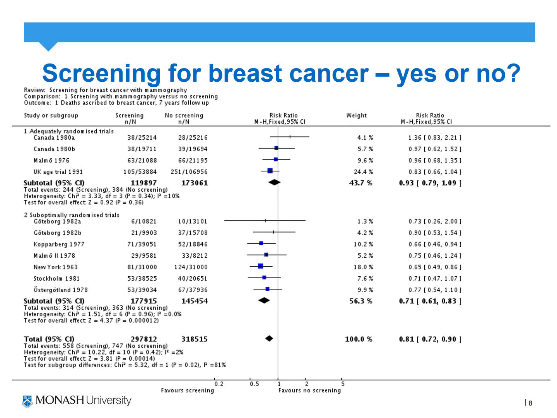So this is the forest plot from one of the reviews on screening for breast cancer. So, screening for breast cancer with mammography. Comparison is screening versus no screening, and the outcome is deaths attributed to breast cancer.